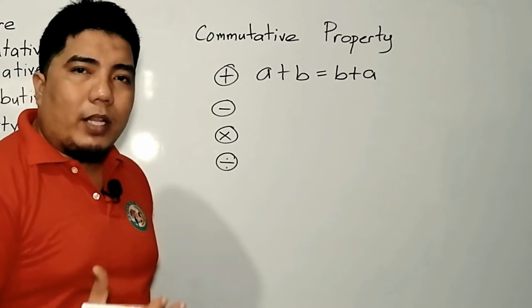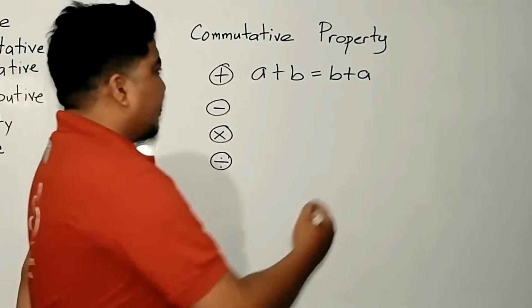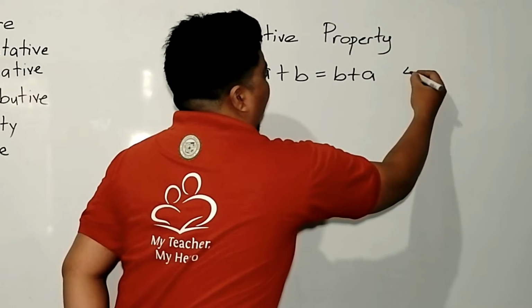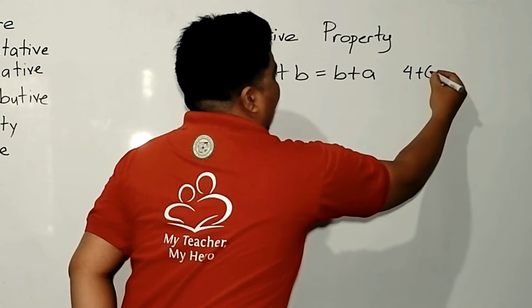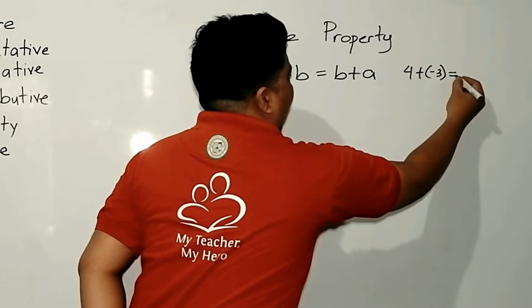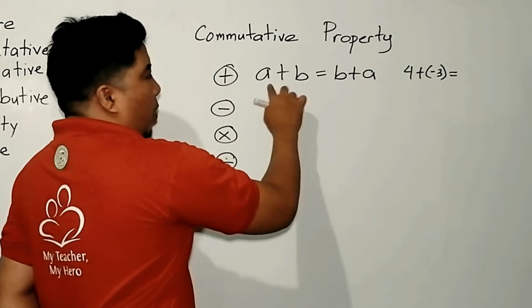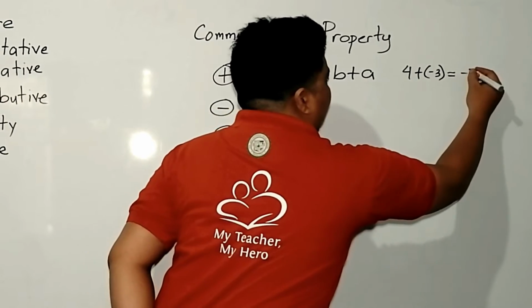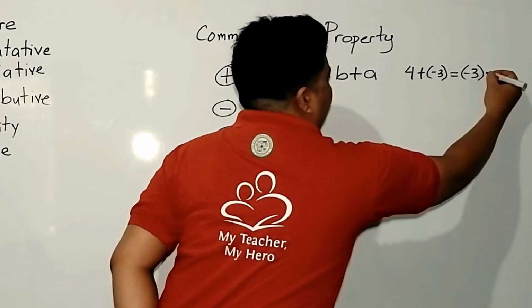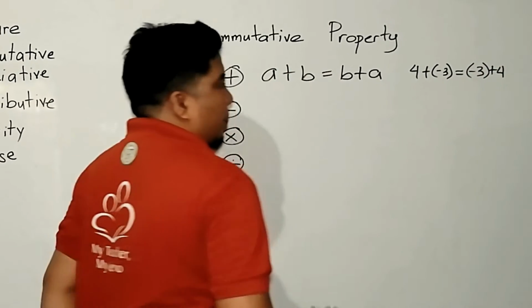Now, let us apply whether this is correct. Let's say 4 plus negative 3. Therefore, that will be our A and B. Therefore, the answer is just the same as negative 3 plus 4.